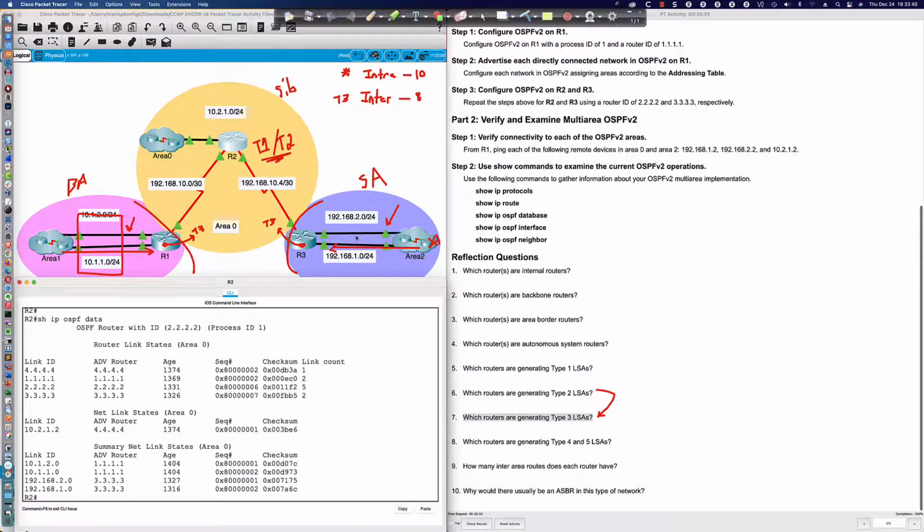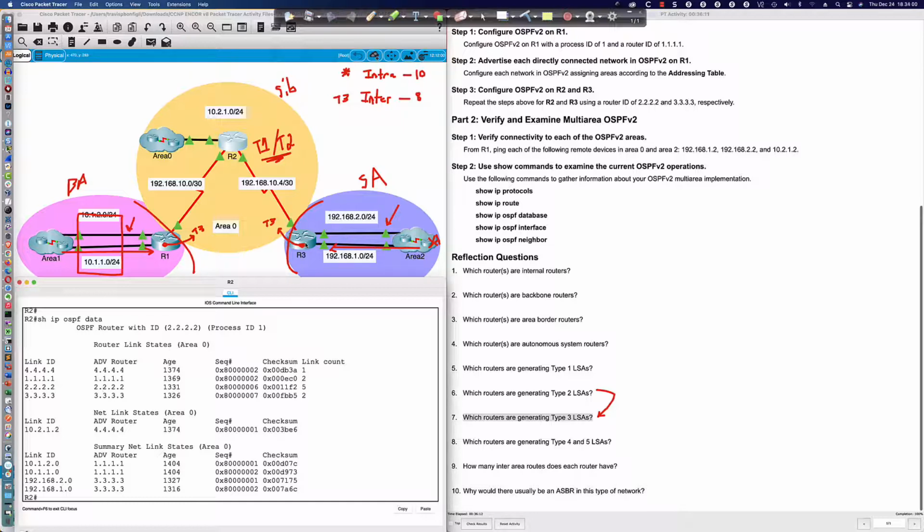So area 2 can't talk directly to area 1. Like we don't have them connected up together here. Think of it as a hub, area 0, the backbone area, and then my spokes, all of my non-area 0 areas. So it's the type 3 LSAs.